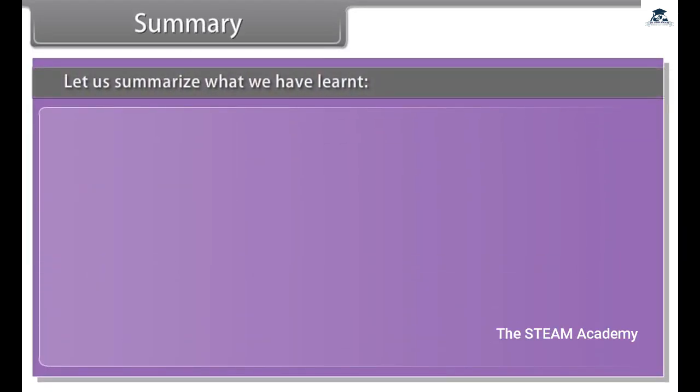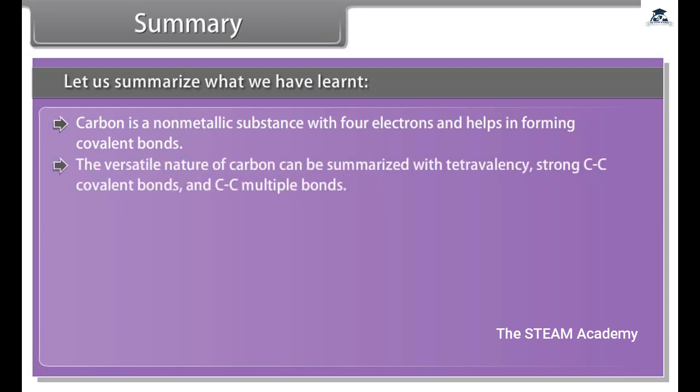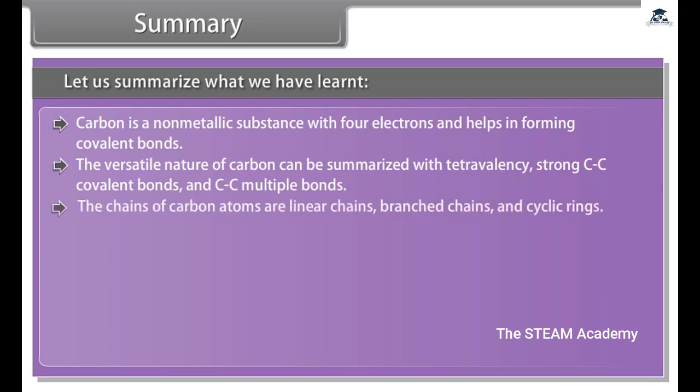Summary. Let us summarize what we have learned. Carbon is a non-metallic substance with 4 electrons and helps in forming covalent bonds. The versatile nature of carbon can be summarized with tetravalency, strong carbon-carbon covalent bonds, and carbon-carbon multiple bonds. The chains of carbon atoms are linear chains, branched chains, and cyclic rings.